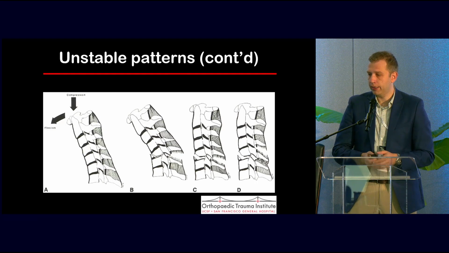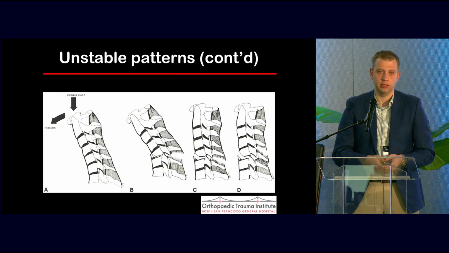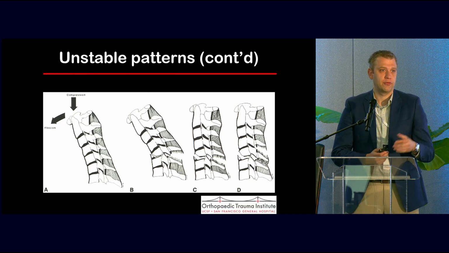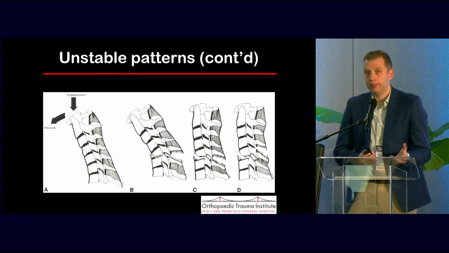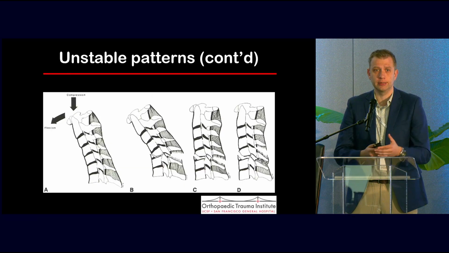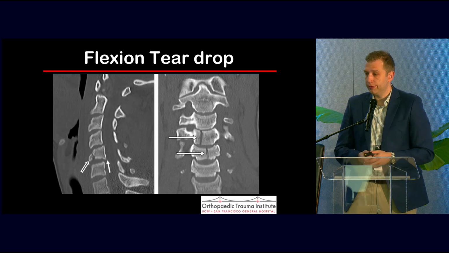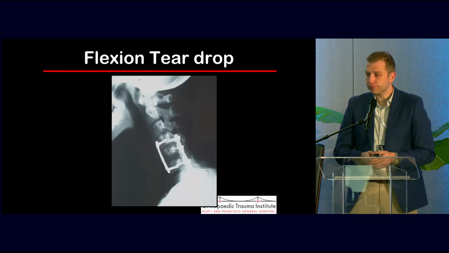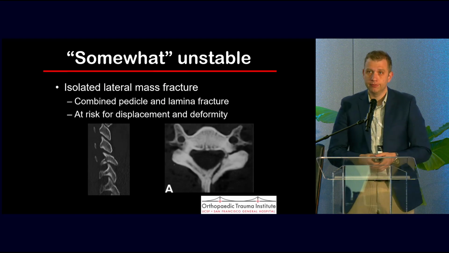Continuing with unstable patterns, here you have a flexion teardrop, which is basically a flexion compression injury. These have a lot of neurological deficits associated with them. The vertebral body often is comminuted and needs to have a corpectomy, and often a 360-degree type of fusion, as you can see in this image over here. And so then I'll go to the somewhat unstable one.